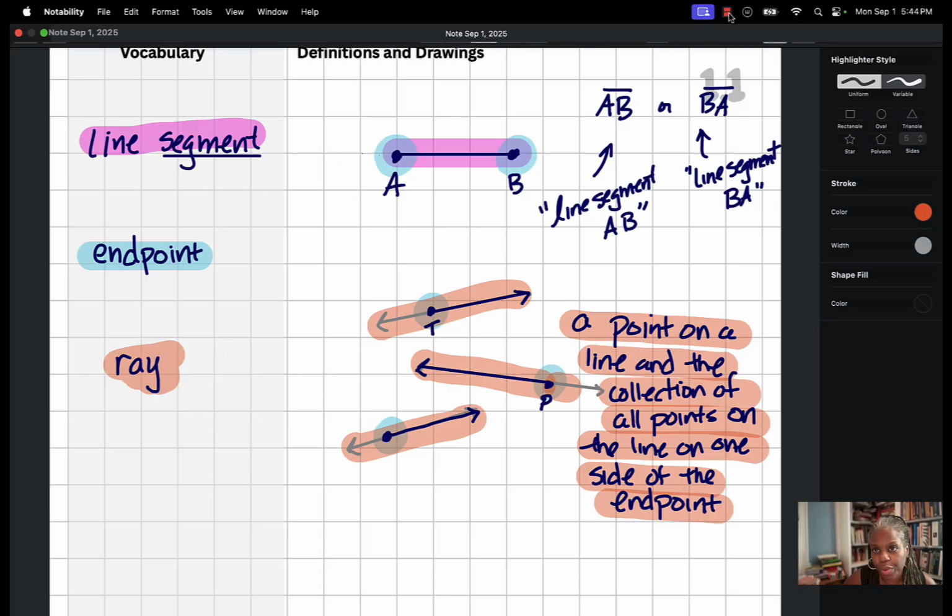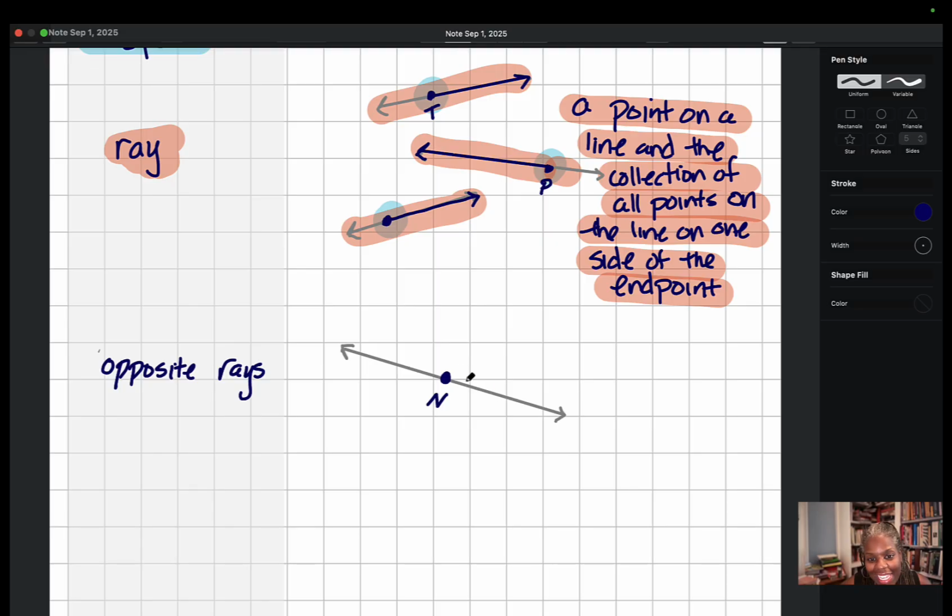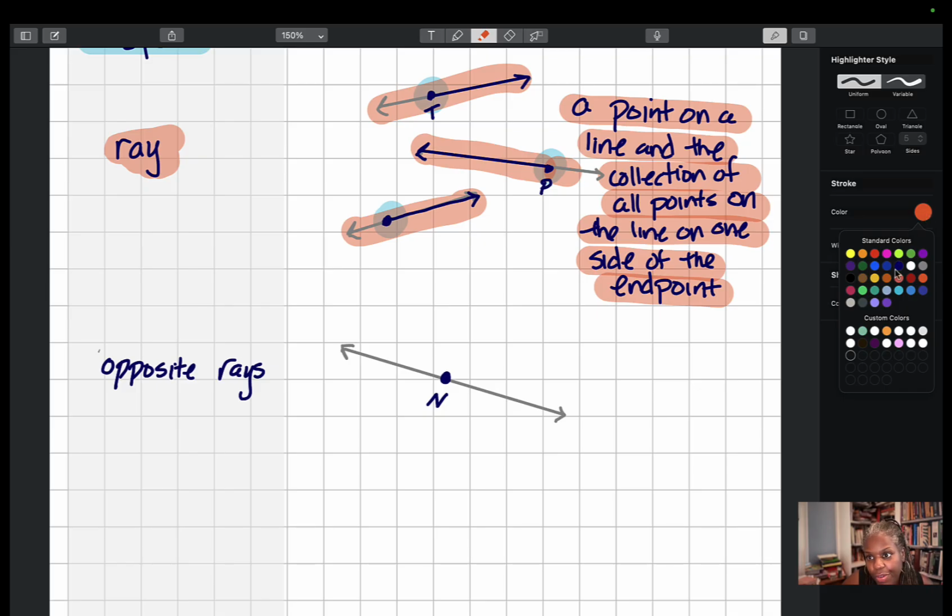And the next word that we're going to talk about is the phrase opposite rays, and it's probably exactly what you're thinking it is. So if I started off with a line like this and I had a point N and I considered 2 rays, right? If I consider this ray, let's say starting at N and going to the right, this is one ray, right? You're comfortable with that from our last definition.